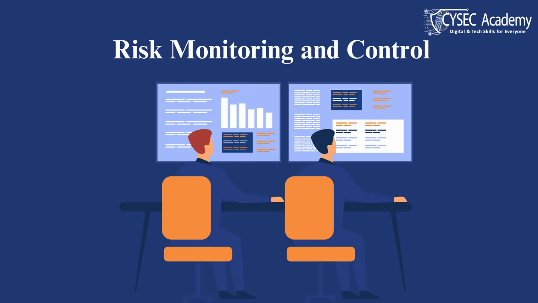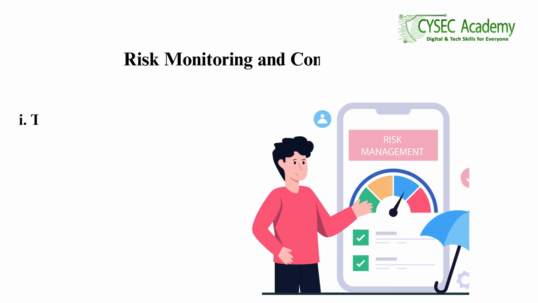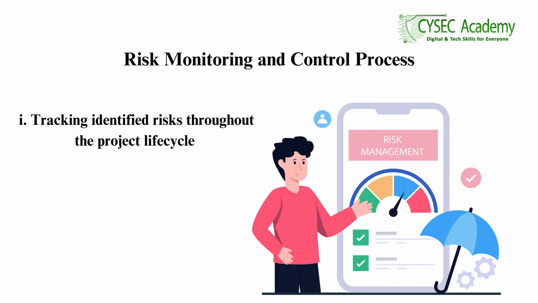Risk monitoring and control. Risk monitoring and control is an ongoing process that ensures risks are actively managed throughout the project lifecycle. This involves tracking identified risks, identifying new risks as they emerge, updating risk assessments and response plans, and communicating risk information to stakeholders. 1. Tracking identified risks throughout the project lifecycle.